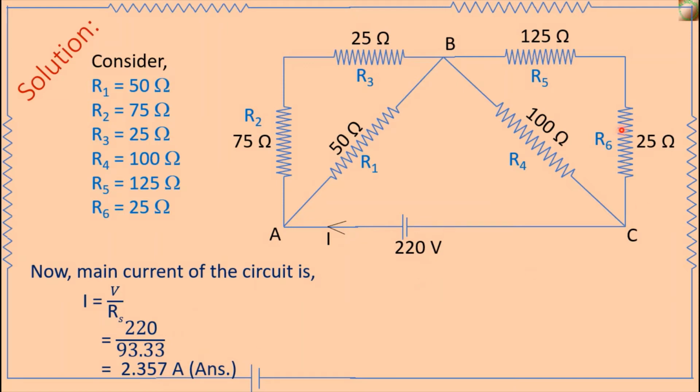And now we will determine the current flowing through resistance R1, through resistances R2 and R3, through resistance R4, and through resistances R5 and R6. And we know the same current is flowing through R2 and R3 because R2 and R3 are connected in series. Therefore the same current is flowing through these two resistances, and here also R5 and R6 are connected in series, so the same current is flowing through R5 and R6.